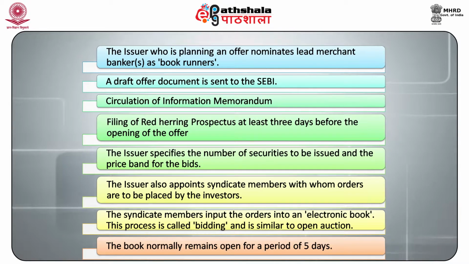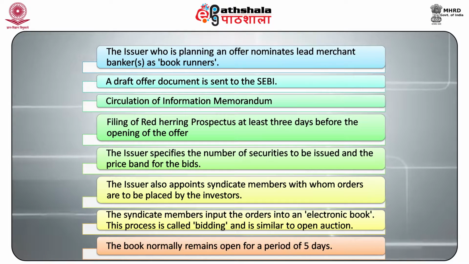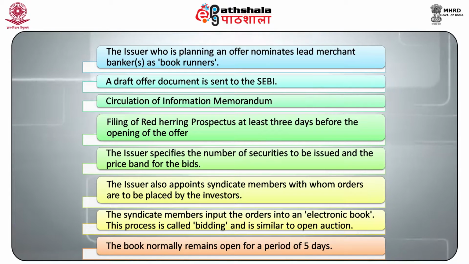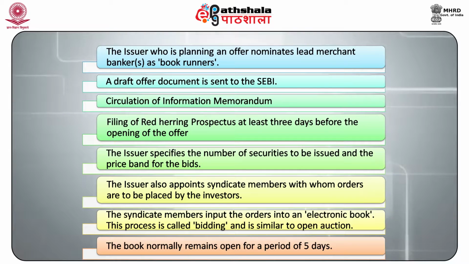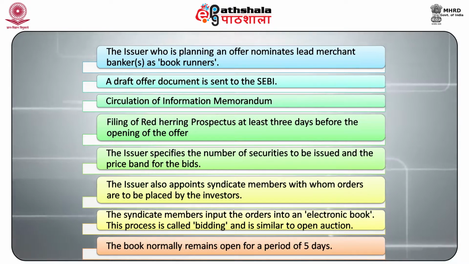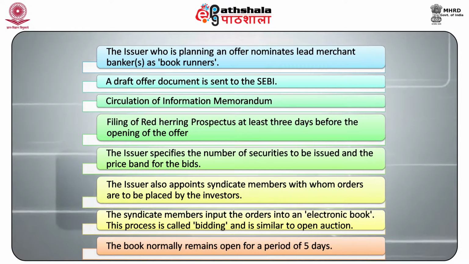The issuer specifies the number of securities to be issued and the price band for the bids. The issuer also appoints syndicate members with whom orders are to be placed by the investors. The syndicate members input the orders into an electronic book. This process is called bidding and is similar to open auction. The book normally remains open for a period of 5 days.